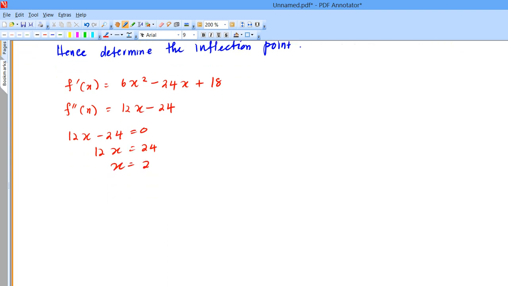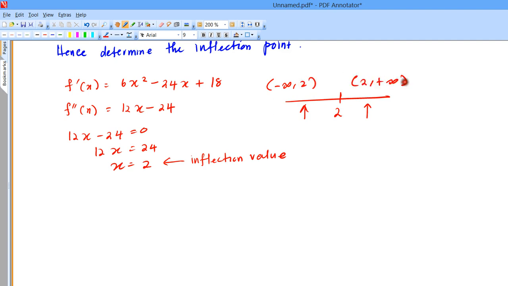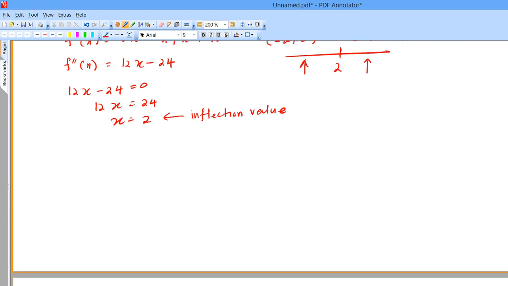So x equal to 2, this is actually the inflection value. Okay, we call this the inflection value. Okay, to form the intervals of concavity is based on this inflection value. So if we draw a real number line, we have the value of 2, so we have two intervals here. The first interval is from negative infinity to 2, and the second interval is from 2 to positive infinity.